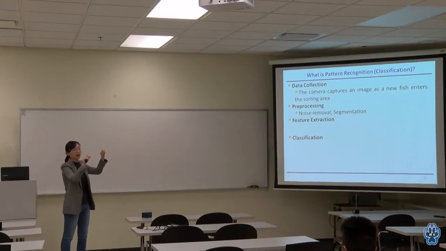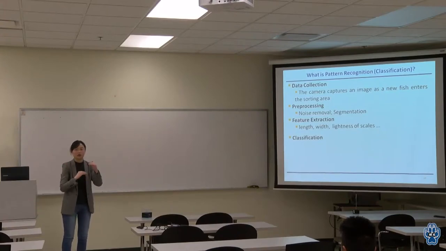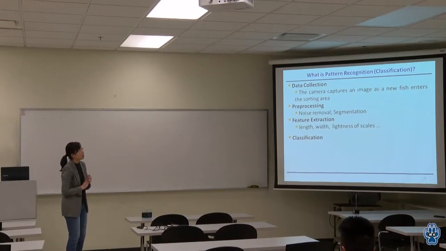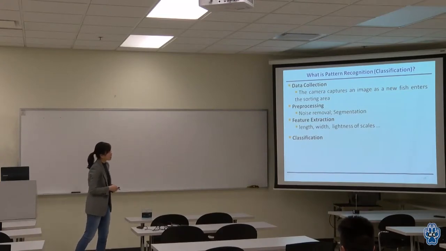So right now we already have the data of the fish, okay? So feature extraction, for example, we can calculate the length of the fish, the width of the fish, and the lightness of scales. So basically these are features that might be helpful to separate different classes, different types of fish, okay? But this step is very, very important because not all features are helpful. So it's important to select the good features that can help separate these different classes. Some features might get even more confused, okay? So this is a feature extraction step.